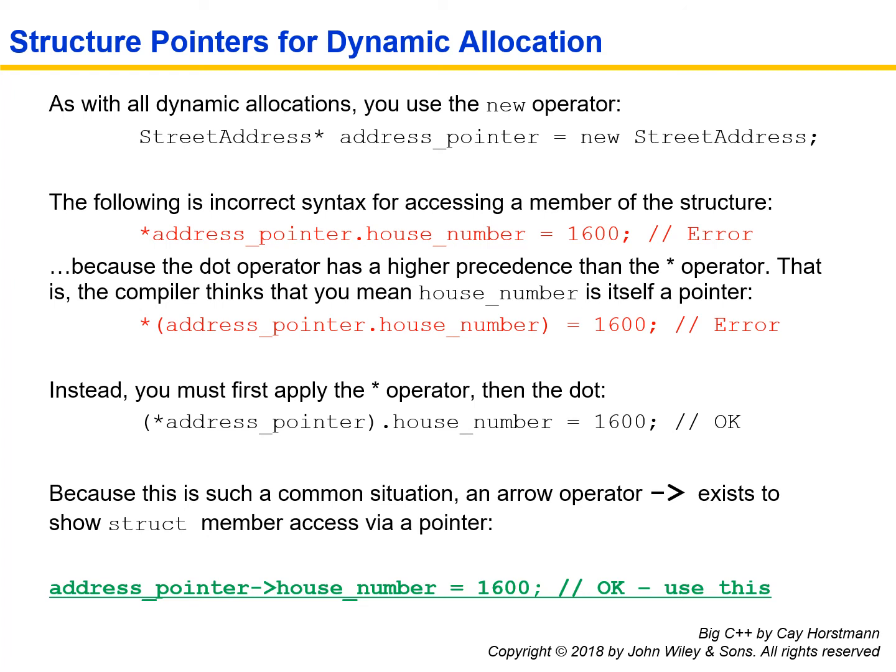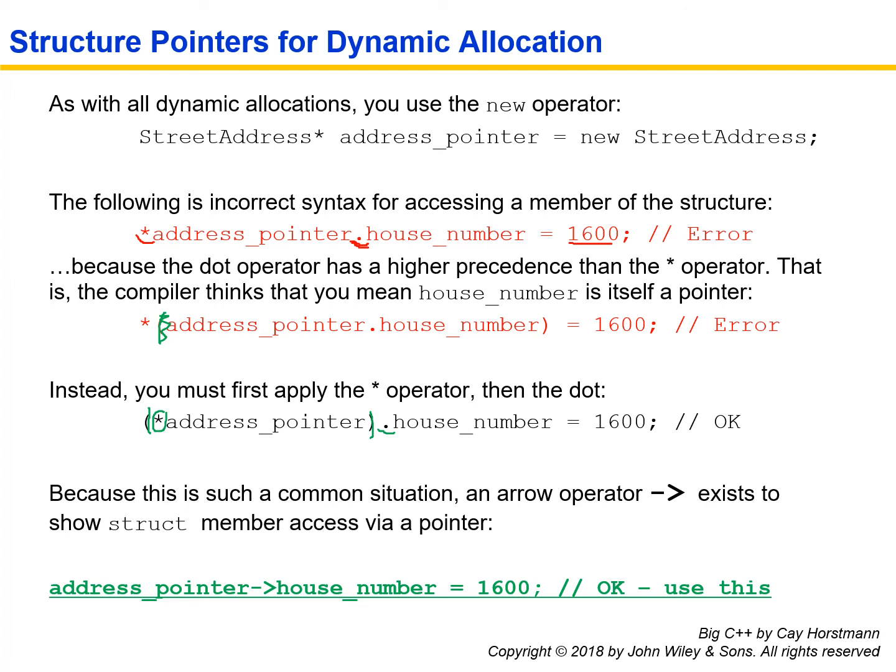It's tempting to say star address pointer dot house number equals 1600, but that would be incorrect because the dot operator is interpreted first, and we try to find a part of the pointer called dot house number, and that doesn't work. We have to dereference the pointer first. So what you'd have to put is address pointer, no, that's wrong too. You'd have to put address pointer with the star in parentheses and then put dot house number. So we dereference the pointer first, then we use the dot operator.